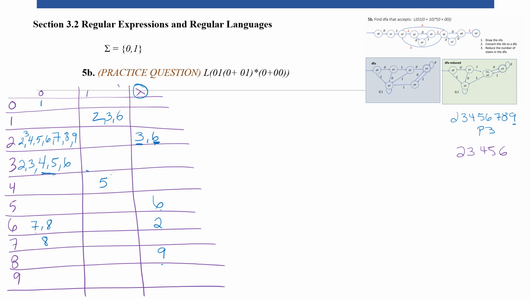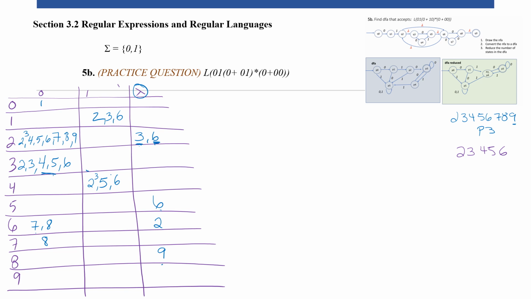All right, we got Q4. Q4 with a 0, I'm not going anywhere. Q4 with a 1, I get to Q5. After I'm in Q4 and I consume the 1, I go to Q5, and then Q5 can jump to Q6, and Q6 can jump back to Q2, and Q2 can jump to 3. I'm just putting them in order.